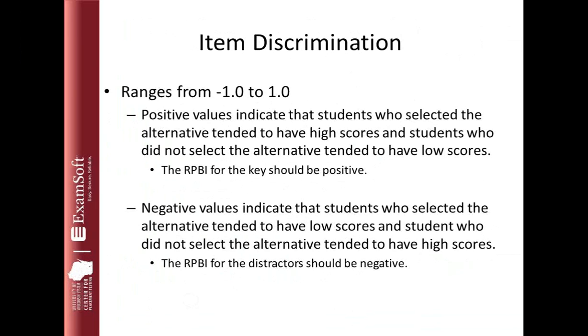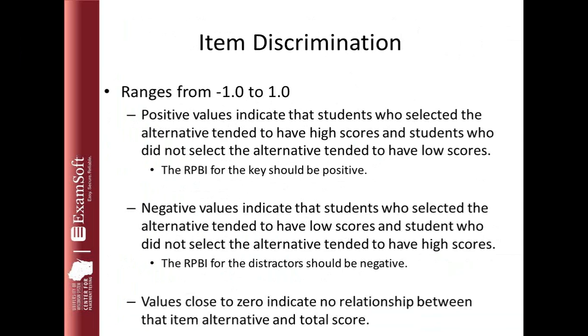So we look for each of the distractors to have a negative RPBI. It's also possible for the RPBI to be around 0. An RPBI of 0 basically means you have no information about how well students scored based on knowing if they selected that choice or not. So the people who picked this particular alternative did just as well as the people who didn't. That would be an RPBI of 0. So in this particular context, we hope never to see RPBIs of 0. We will see them occasionally on items, but we're certainly not looking for RPBIs near 0.